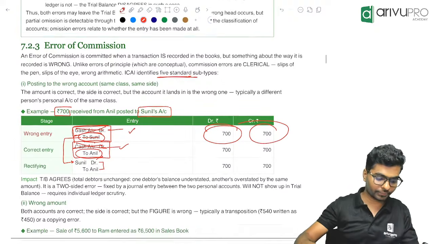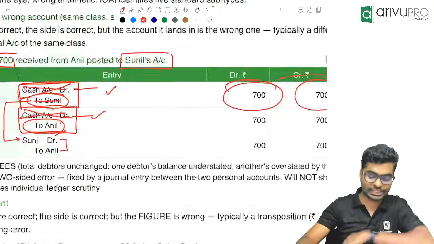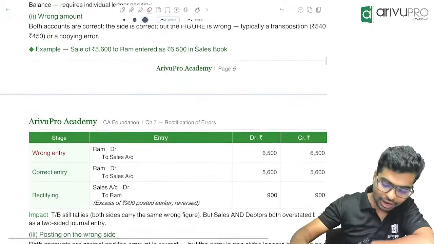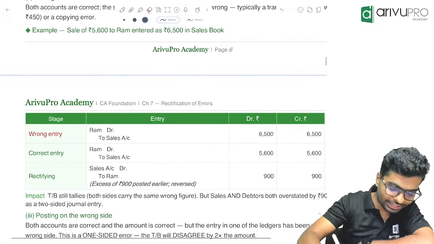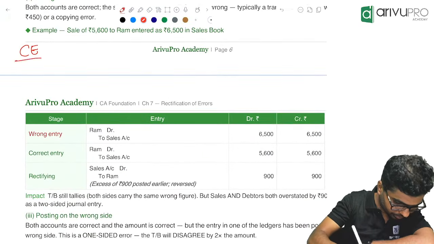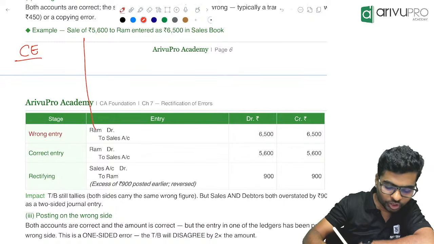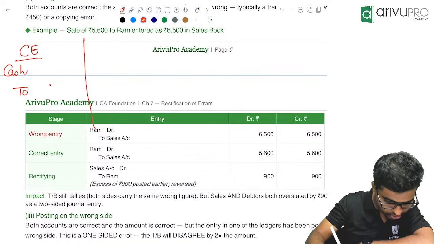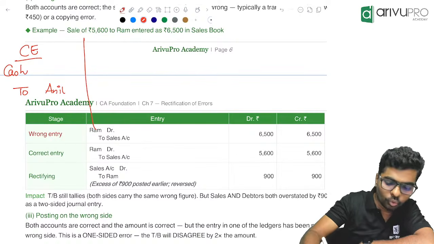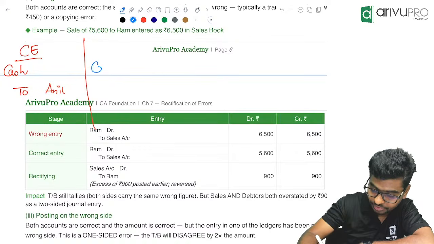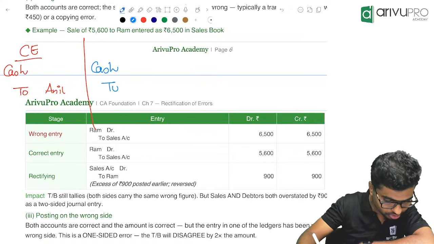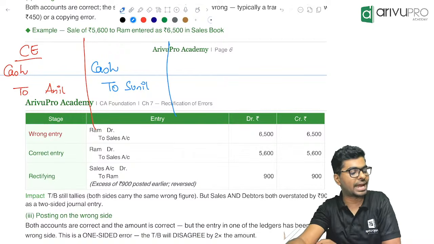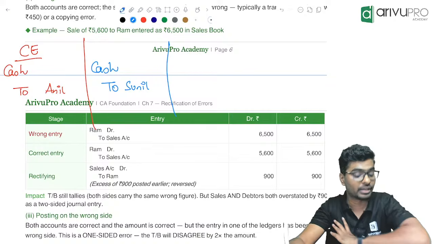Guys, see here. For the ones who said I cannot understand, see here. What is the format I told you? I'll write first my correct entry. Correct entry was what? Cash to Anil. What is my wrong entry? Cash to Sunil.